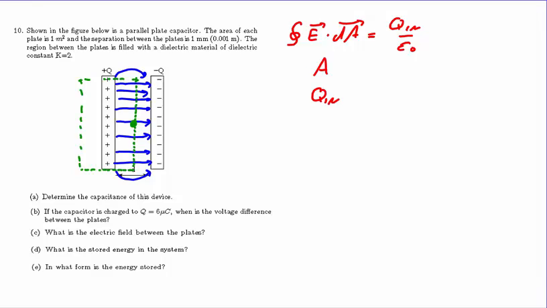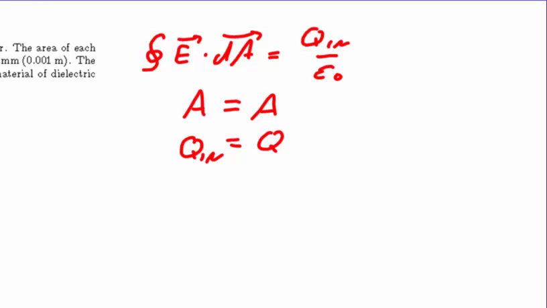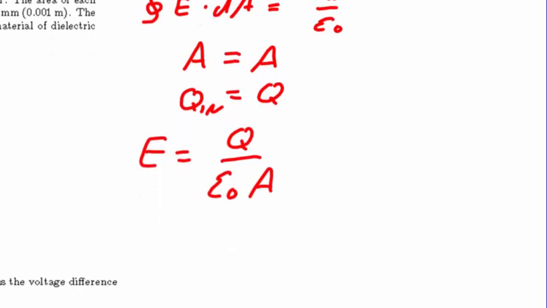The thing that makes the parallel plate capacitor so simple is that the area of the right-hand surface, the only contributor, is equal to A, and the charge inside is equal to Q. What could be easier than this? The area is A, the Q is Q, and we get the answer. Electric field is charge over epsilon naught times A, and we're done with our electric field calculation.